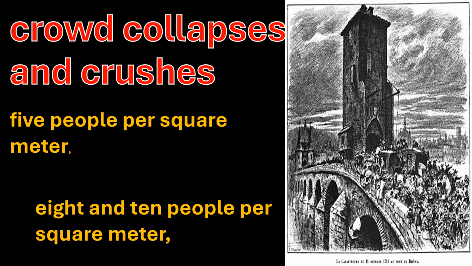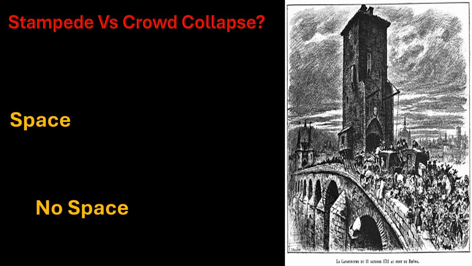So this is the term called crowd collapses and crushes, and in many of the stampedes, this is the actual thing which caused a lot of deaths. But there's a difference between stampede and crowd collapse.